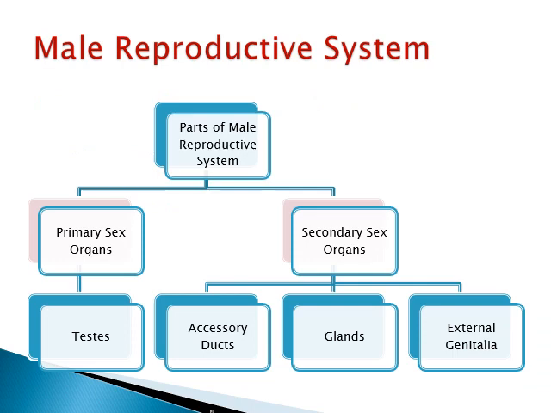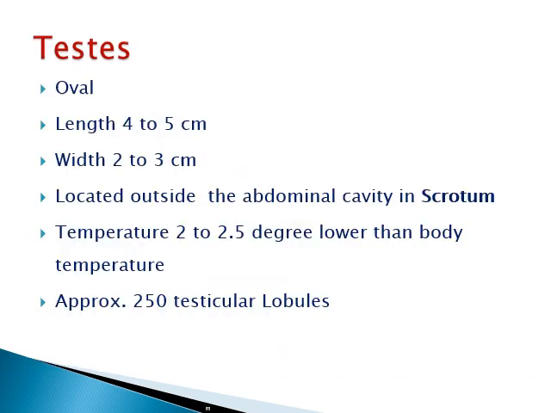First of all, coming towards the male reproductive system. There are two main parts of the male reproductive system. First is the primary sex organs and another is the secondary sex organs. The primary sex organ contains testes while secondary sex organs contain accessory ducts, glands and external genitalia. Now first of all, coming towards the primary sex organ, that is testes.